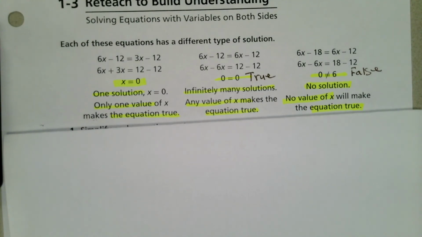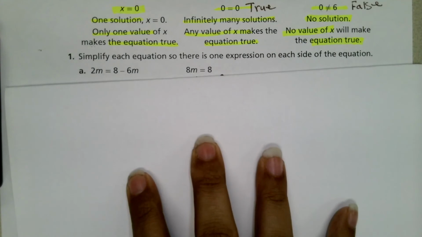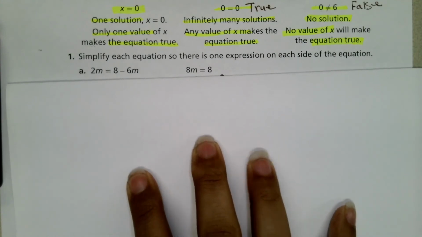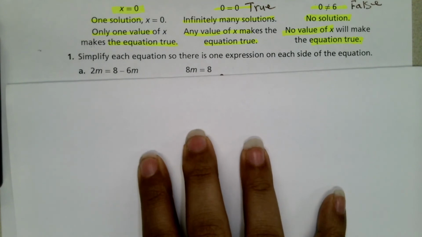I want you to simplify each of these. So notice it does it for us. 2m equals 8 minus 6m. Well, we're trying to get variable on one side, number on the other, so we add 6m to each side, so we get 8m. Well, notice the next one. We subtract 9x on both sides, and we get negative 6x.